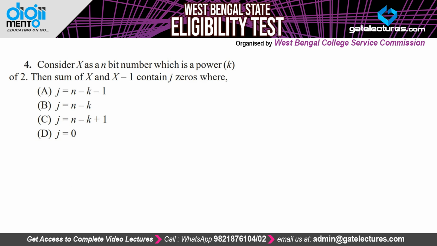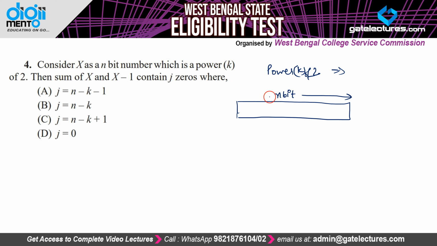Next case: consider x as an n-bit number which is the power k of 2. Then the sum of x and x minus 1 contains j zeros, where... Okay, so what do they really mean? When they say the power k of 2, that means whatever number x is showing, for example, x is an n-bit number like this, from here to here, correct? And it is a power of 2, that means it should be 2 raised to power k.